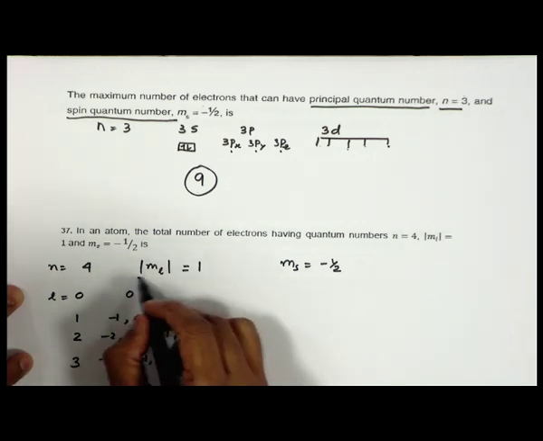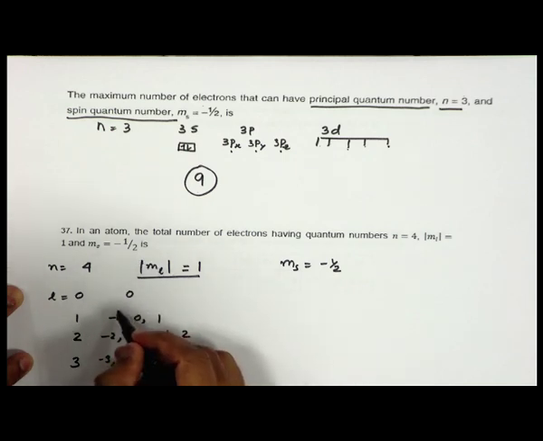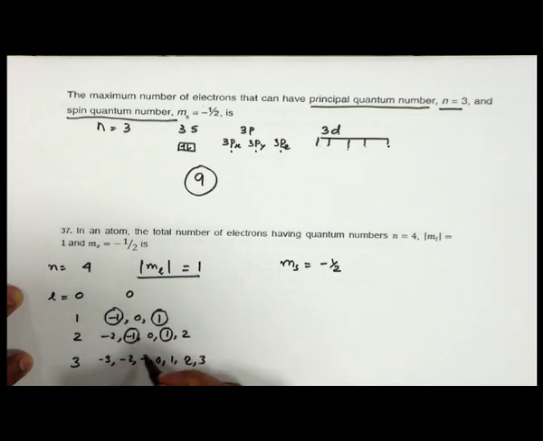Now, the second part of the question says the mod of ml should be 1. When is that possible? That means ml can be either -1 or +1. So, let us find the orbitals that satisfy this. How many did we find? We found 6 different orbitals.